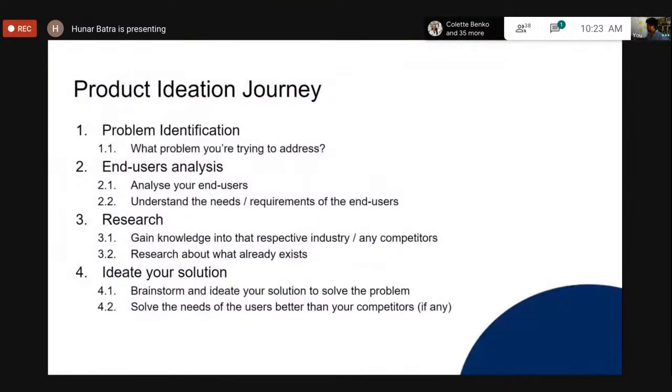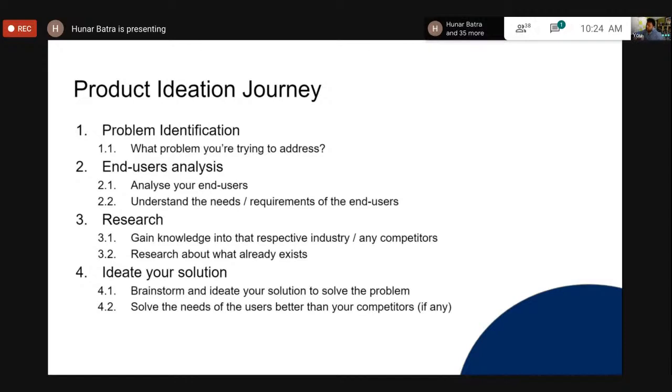So I think I've said enough about chatbots and how businesses have been using them, and what we have been doing in the past few months. Now I would like to share a little about the product ideation journey. This is based on my personal experience, so maybe if you follow it, it can help you with your next startup.